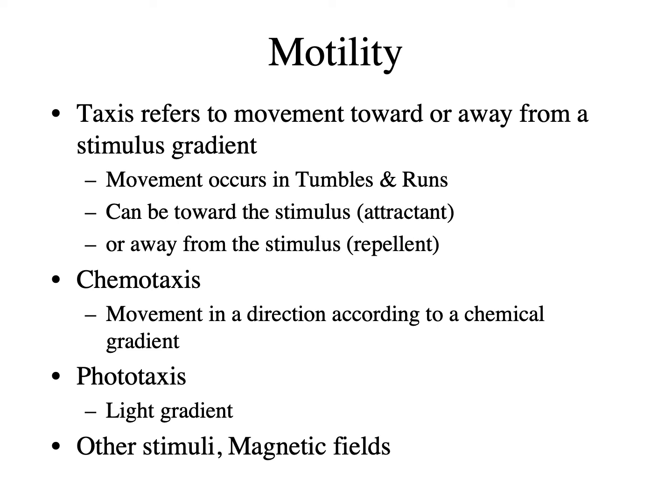Chemotaxis is the movement in a direction according to a chemical gradient. Phototaxis is movement in a direction according to a light gradient. There are also other stimuli that can cause gradients that cause taxis. There can be magnetic fields that it might like for a certain energy source. So it can move towards a magnetic field or be repelled by a magnetic field.